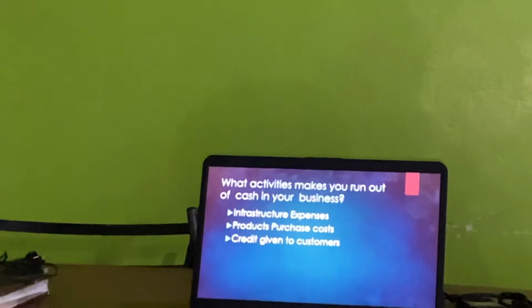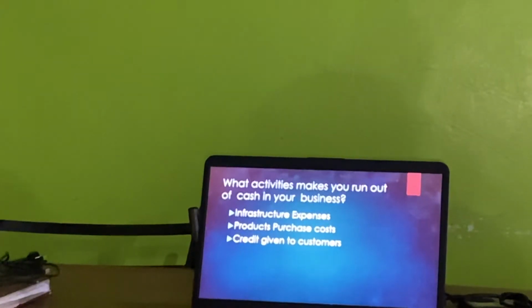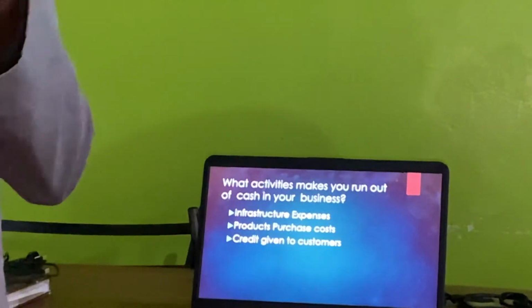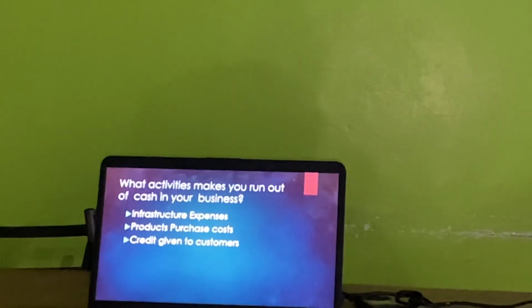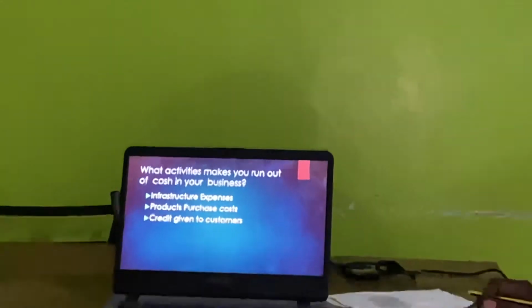So we've said infrastructure expenses, where you'll be buying maybe heavy machinery or equipment for the business. You're also looking at products purchase costs, where you're buying materials or goods that you need in the business, and then it's like you've locked your money, isn't it? Your money is locked in the goods, but you can't really convert it into cash. And then, of course, there's credit that you give to customers. You have money out there, people have taken things from you, but now you don't have the cash.